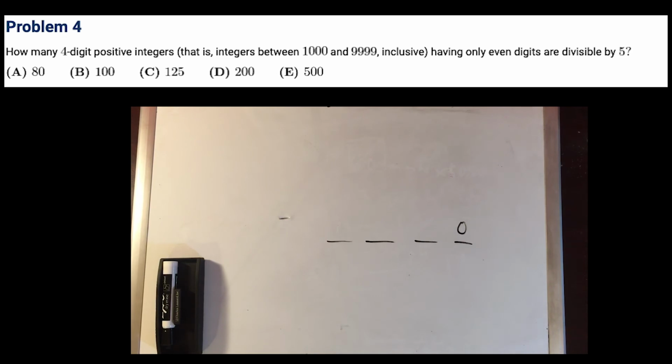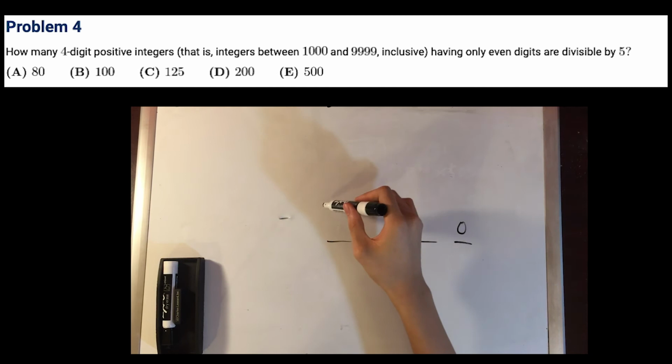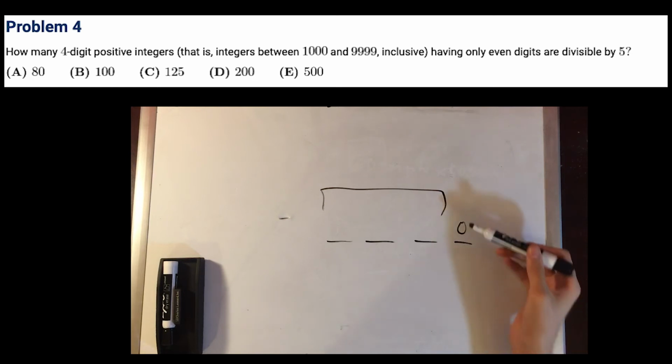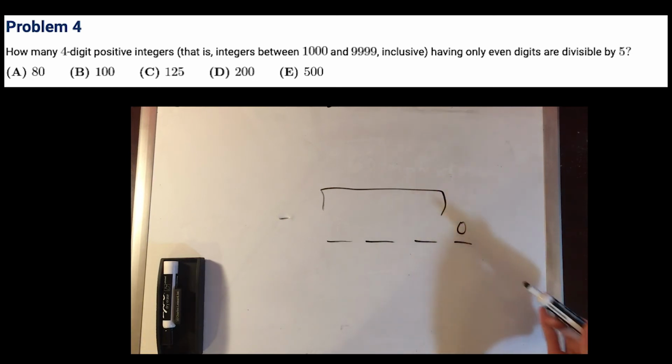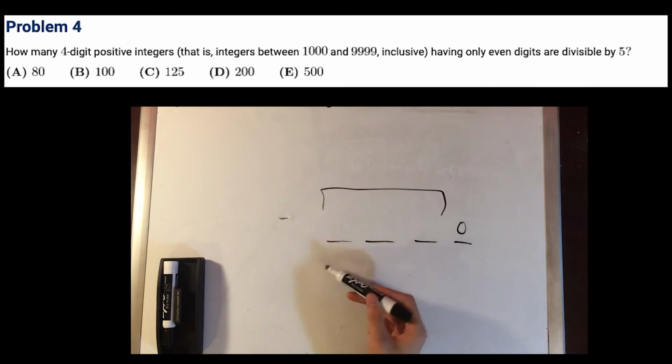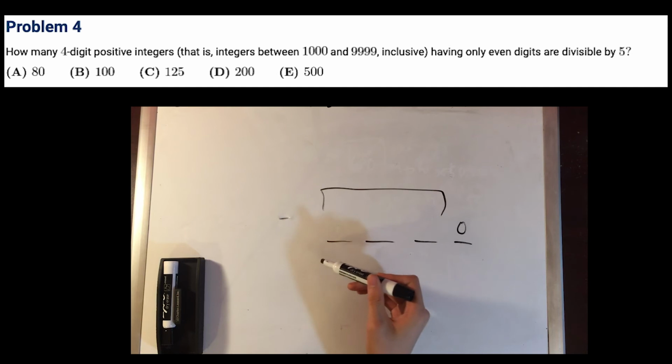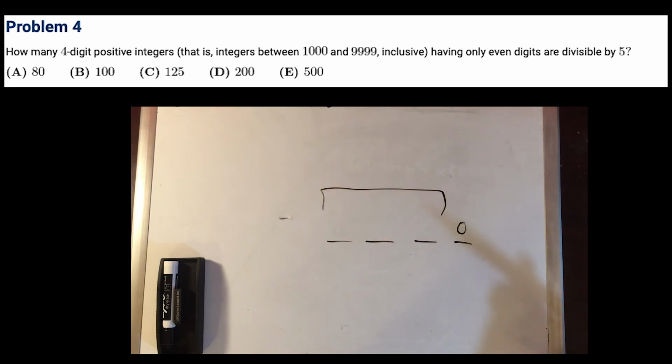Now, for these 3 digits, the only constraint we have is that they have to be even digits, because this last digit is 0, so it's always going to be divisible by 5 no matter what digits we have here. So now we just have to make sure that these digits are even, and we count how many possibilities there are. So let's figure out how many even digits there are, right? There's 0, 2, 4, 6, and 8. So there are 5 even digits.